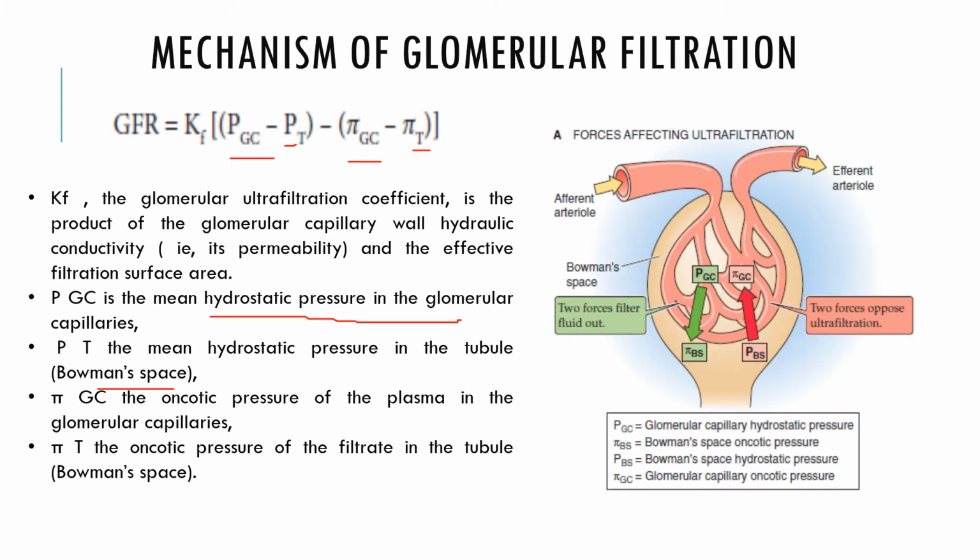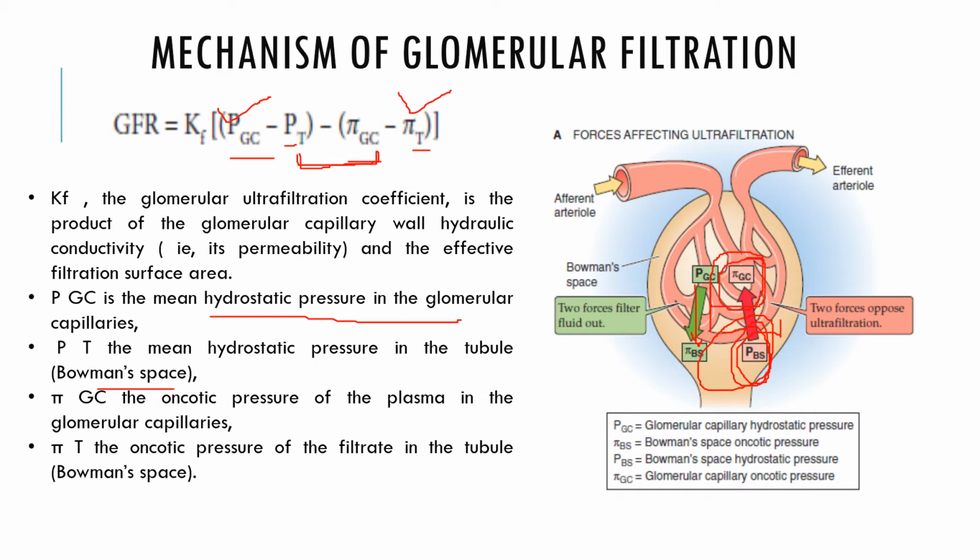From this equation it is very clear that the factors that favor filtration are two. One is the glomerular capillary hydrostatic pressure. Another is the Bowman's capsule or tubular oncotic pressure. Whereas the factors that oppose glomerular filtration are these two. One is the hydrostatic pressure at the Bowman's capsule. Another is the oncotic pressure of the glomerular capillary.